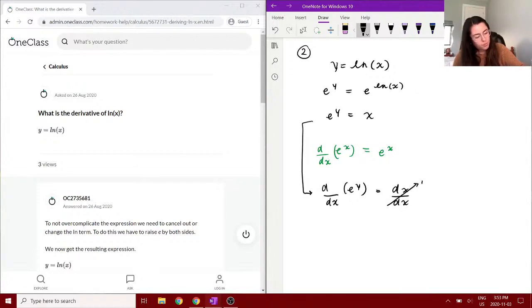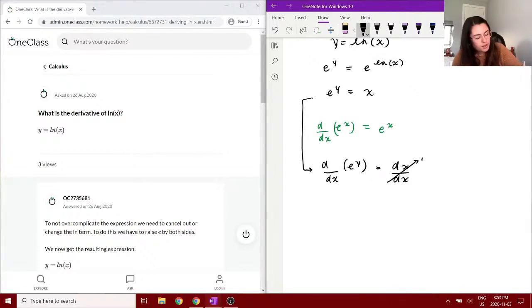This side becomes 1 because it's just dx over dx. And this side, we get whatever the derivative of the exponential is, which we saw in the green here from the rule, that it is just itself. But because we're taking the derivative of a function with y, we need to add in the second factor, that is the derivative of y, just acknowledging that we're taking the derivative with respect to x and not y, and that is equal to 1.